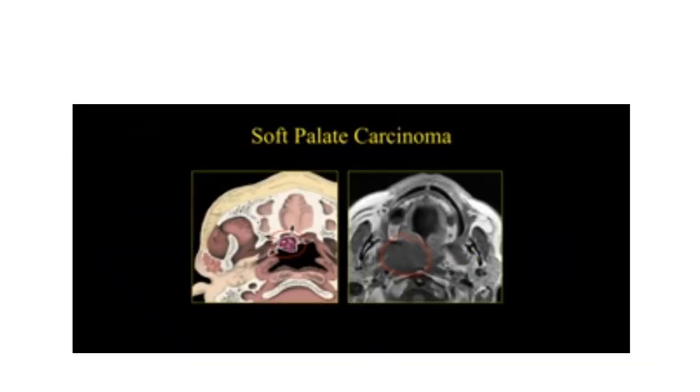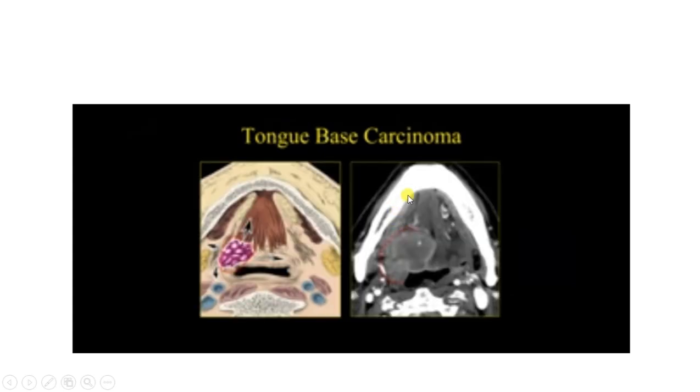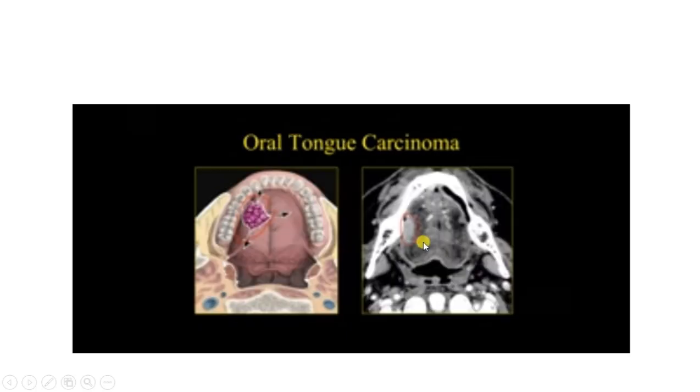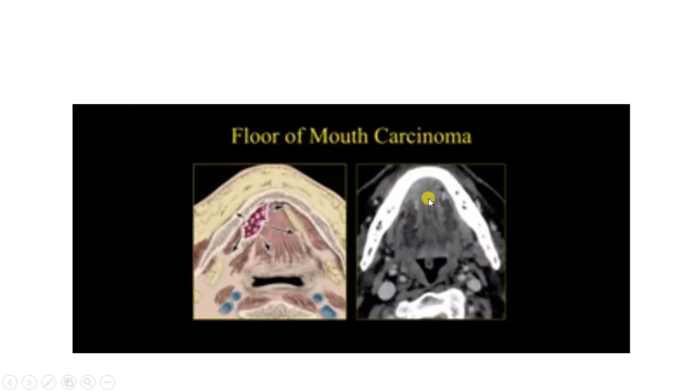And here are some cases you should know. This is at the level of the soft palate, and soft palate carcinomas can be identified here, and this is the base of the tongue, and base of the tongue carcinoma, and this is the oral tongue, and this is a carcinoma here, and this is the floor of the mouth, and the radiolucency here is appreciated. Thank you very much.